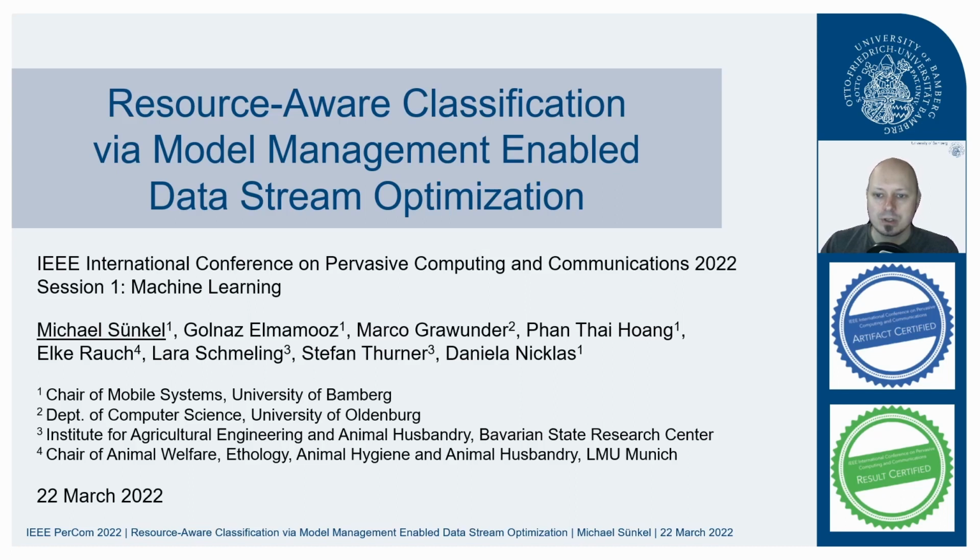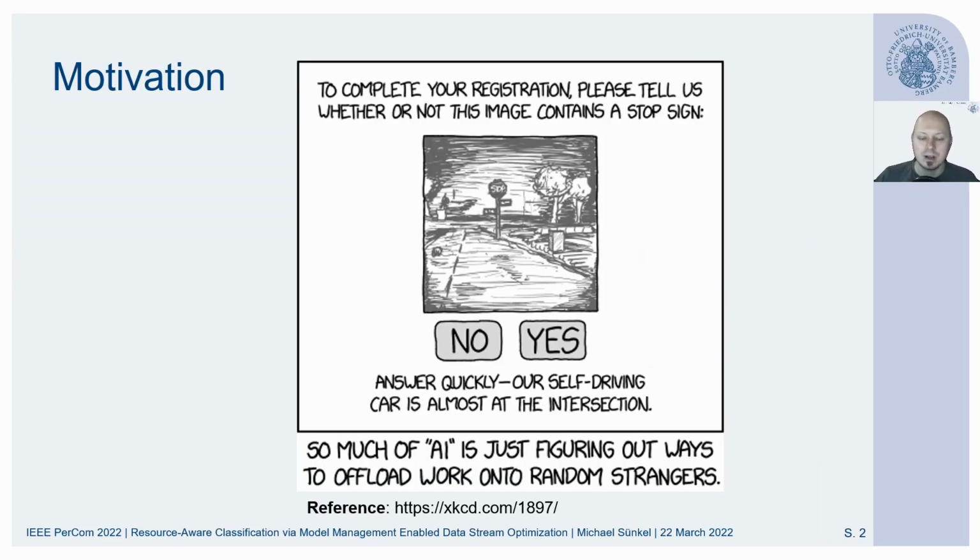Our approach is about resource-aware classification, which we reach via model management and data stream optimization. For a start, I placed an XKCD comic here, and it fits both the topic of the session and the topic of our approach very well. In the comic, you can see that a machine learning task is offloaded to a user, but the machine learning task is a time-critical one, so it doesn't make any sense, of course.